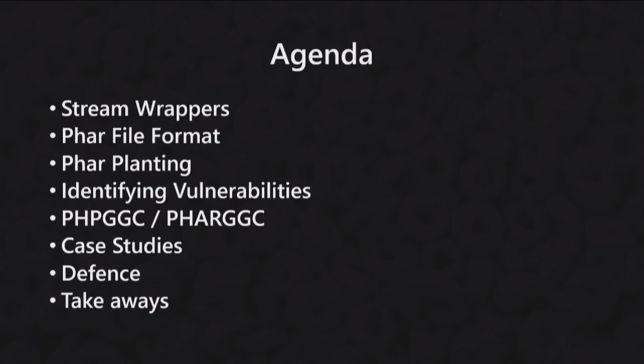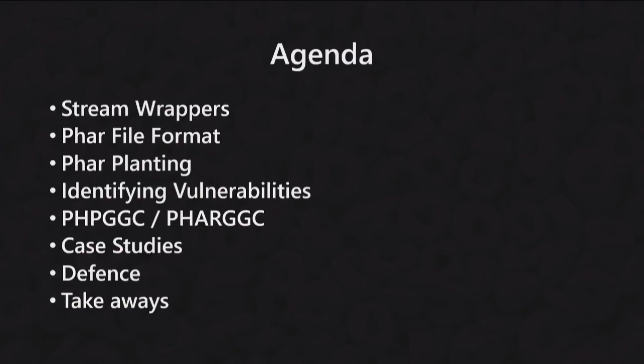So this is the agenda for the talk. The first thing I'm going to discuss is something called stream wrappers, and we'll focus on a specific stream wrapper called the PHAR stream wrapper. We'll look at the file format. A PHAR is a type of archive, so it's supposed to be the PHP equivalent to the Java archive. And we'll look at the file format for a PHAR archive.